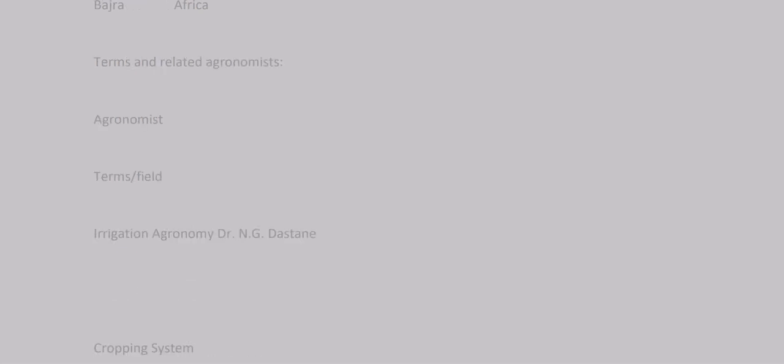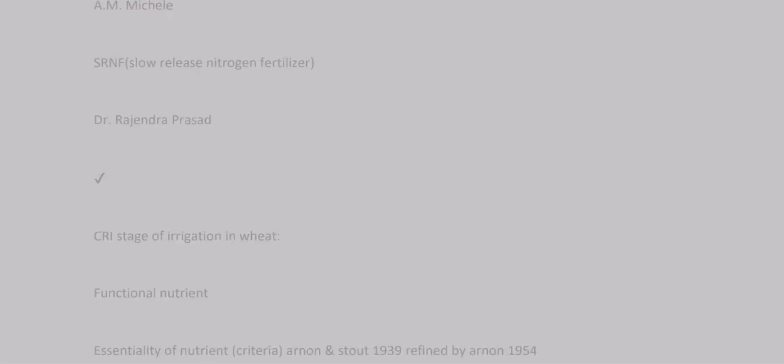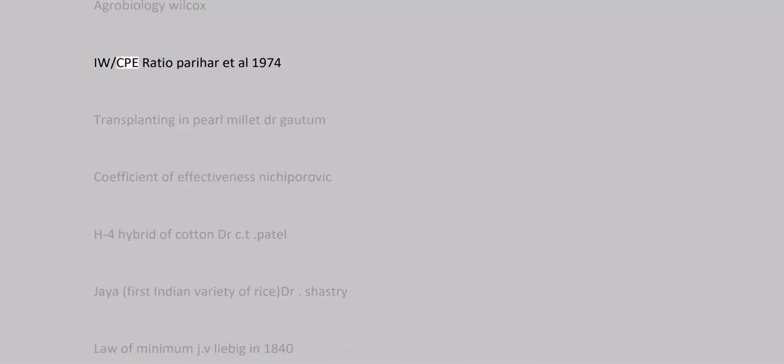Moong: India. Potato: S. America, Peru. Bajra: Africa. Terms and related agronomists. Field irrigation agronomy: Dr. N. G. Dastane. Cropping system: Dr. S. S. Baines. Irrigation engineering: A. M. Michael. SRNF, slow release nitrogen fertilizer: Dr. Rajendra Prasad. CRI stage of irrigation in wheat. Functional nutrient, essentiality of nutrient criteria: Arnon and Stout 1939, refined by Arnon 1954. Agrobiology: Wilcox. IW/CPE ratio: Parihar et al. 1974.